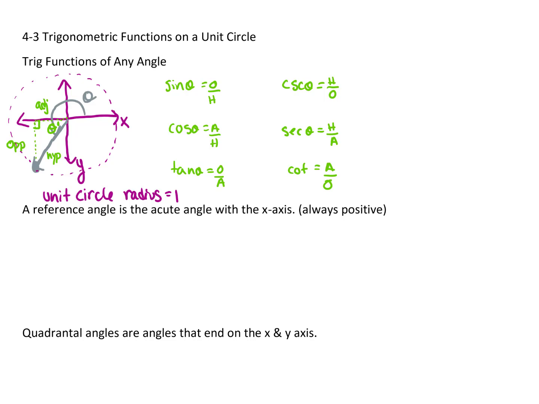So that means that we have a point right here on the unit circle, and we're just going to call this x and y. Now why that's important is we're going to take our 6 trig functions, and instead of using opposite and hypotenuse and adjacent, we're going to use x, y, and r. So horizontal distance, vertical distance, and radius.